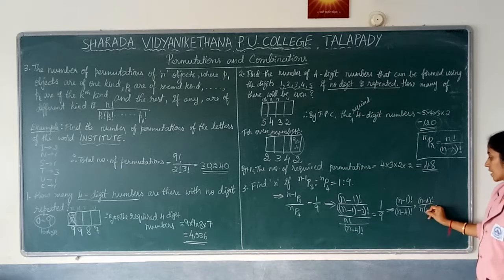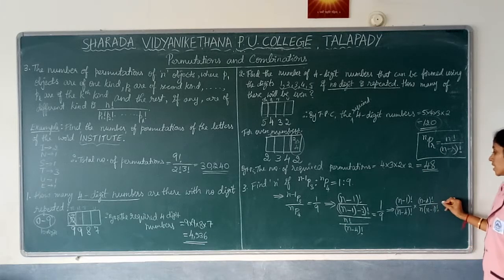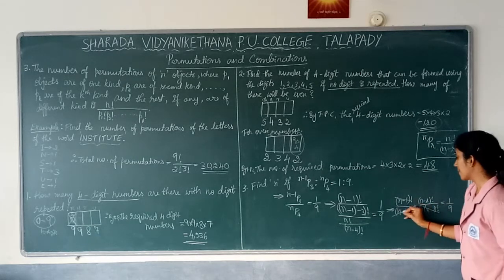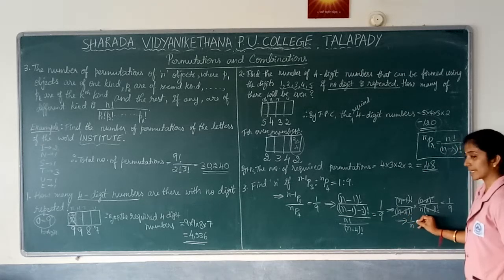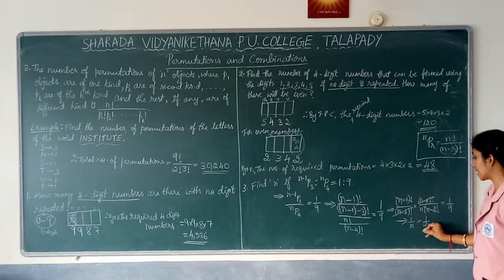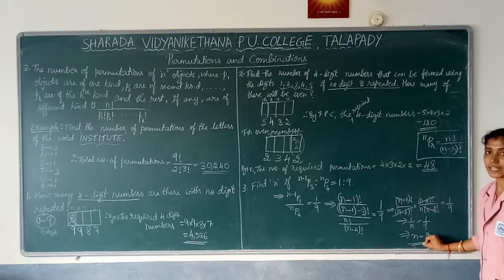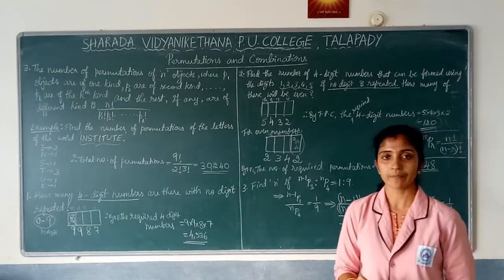Now n factorial I will write in terms of (n minus 1) factorial because I can simplify that. This is equal to 1 by 9. Now cancel whatever you can cancel. (n minus 1) whole factorial and (n minus 4) whole factorial you can cancel. So what do you get? You will get 1 by n is equal to 1 by 9. So that implies the value of n is 9. Therefore, the value of n here is equal to 9. Okay.